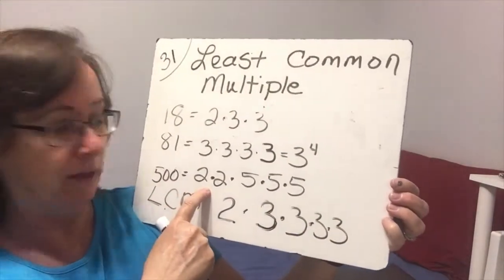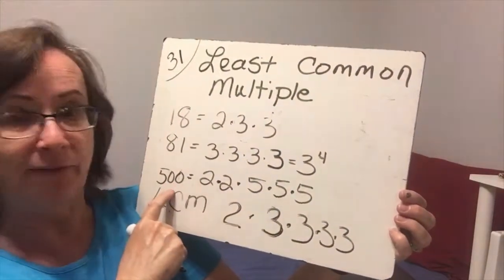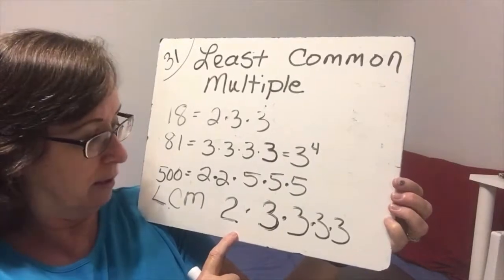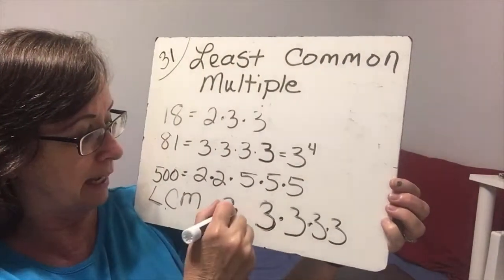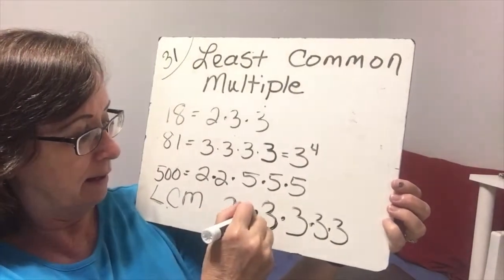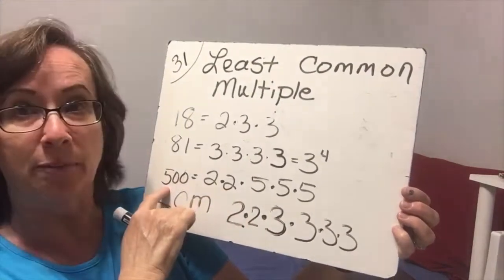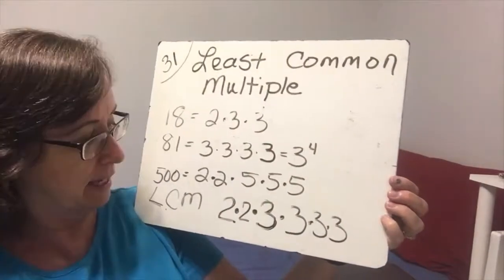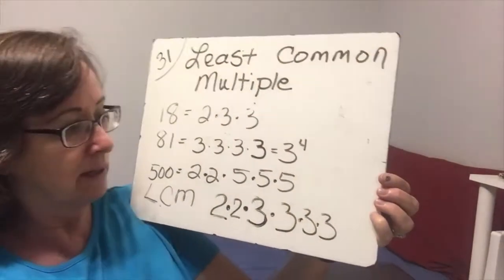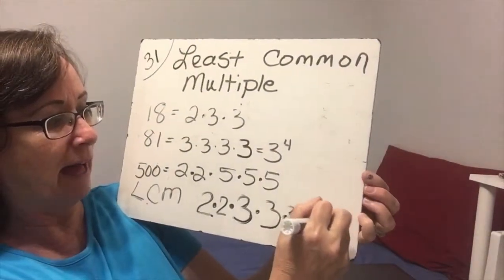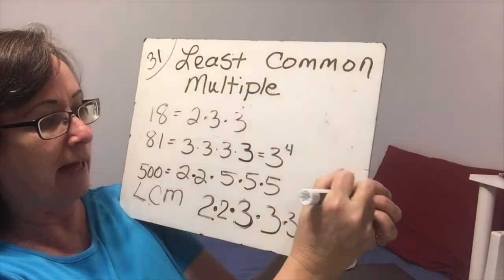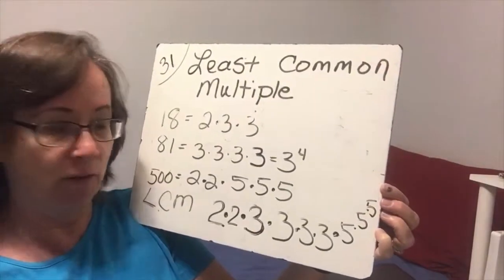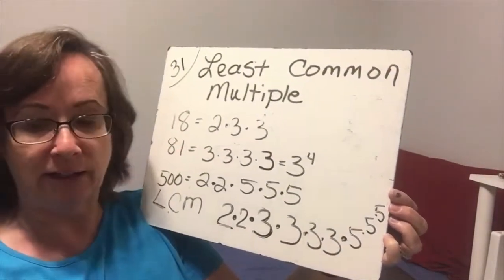And then I look over here, and notice in 500, I have 2 2s, but down here I only have 1 2. So I'm going to have to put another 2 in, so that I have 2 2s for the number 500, and then I have to have 3 5s, and I have no 5s. So I'm going to have to add in 5, 5, 5, and multiply those in, and now I have all of the factors that I need.